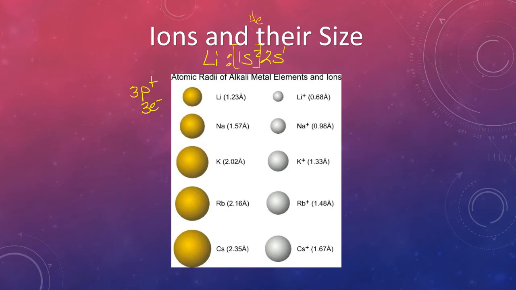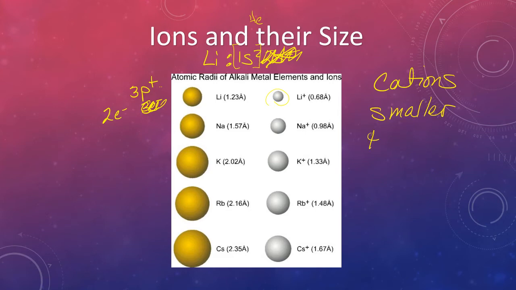It has to lose an electron. This guy's got to go. No more of you. So then lithium ends up with 2 electrons. The nuclear charge is now stronger, and it can pull those orbitals in more tightly. So cations are always smaller than the atoms from which they come.